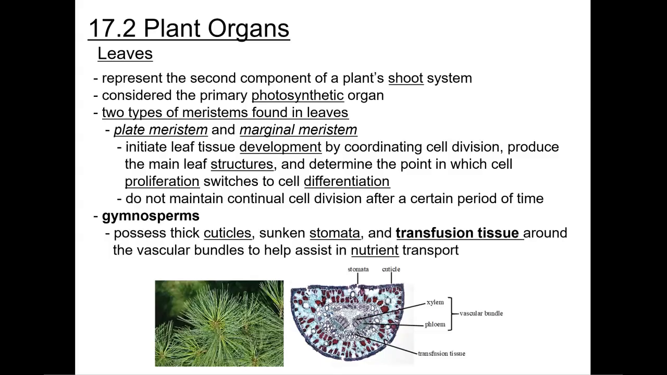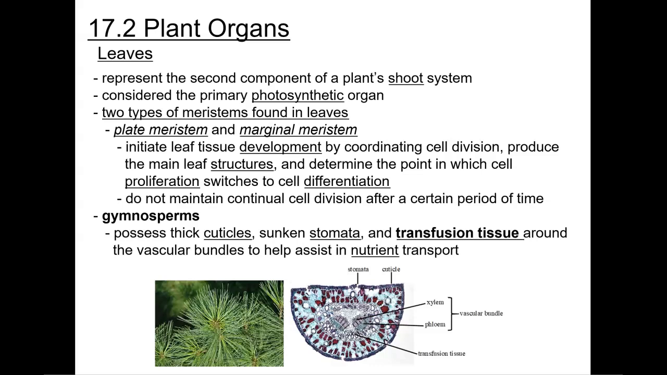Now with gymnosperms, they're going to possess a thick cuticle, sunken stomata, and transfusion tissue that's going to be found around the vascular bundles to help assist nutrient transport here. And so looking here, we have a gymnosperm. These are going to be things like our evergreens and our pine trees.